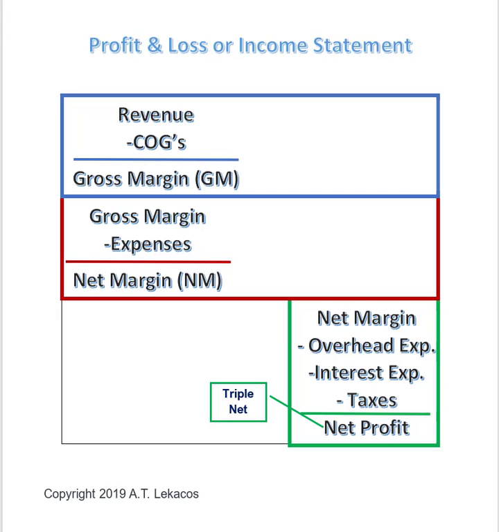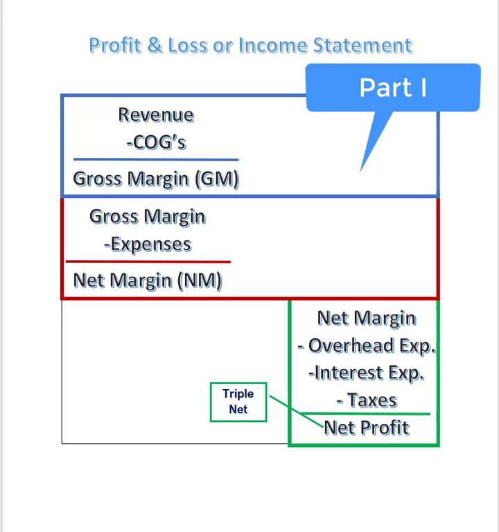Let's first review the physical format of the P&L. As you can see, and as we will discuss, there essentially are three areas, three parts I would like to state associated with the income statement. Part 1, or the blue area on our diagram, essentially represents revenues and cost of goods. Revenues minus cost of goods gives us a very important metric we call gross margin.